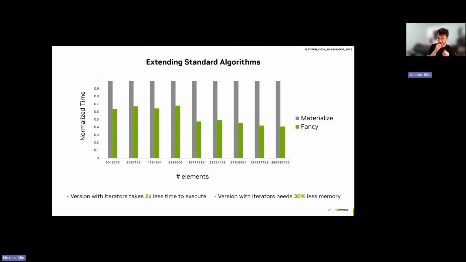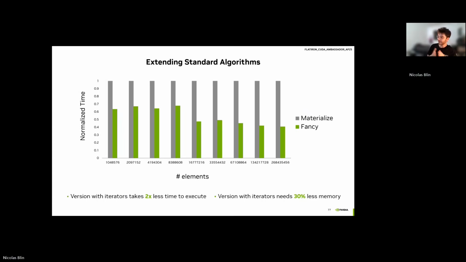This is how. On the slide, we have the normalized elapsed time for different vector sizes. Remember that lower is better. The lower we are, the faster we are. When we're using fancy iterators, in green, compared to materialize, which is just doing the transform and the reduce, depending on the size of the array, we can go way faster. Usually it's 2x, but the speedup could climb way more.